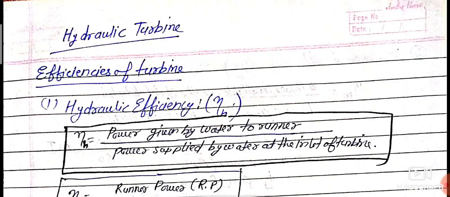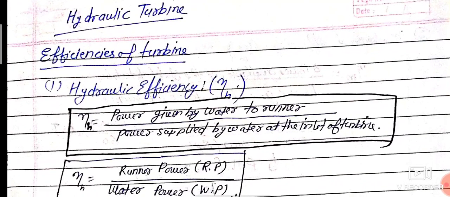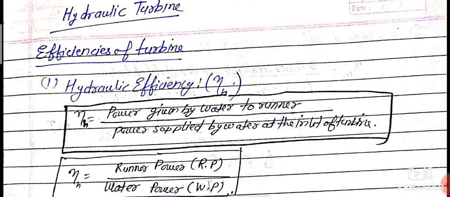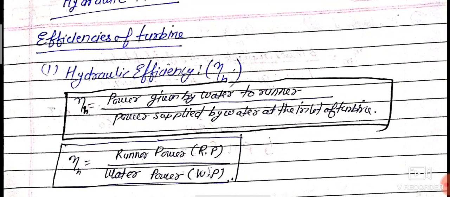Today I will discuss the formulas related to hydraulic turbines. First of all, efficiency of turbine. There are various types of efficiency of turbine. The first type of efficiency is hydraulic efficiency.